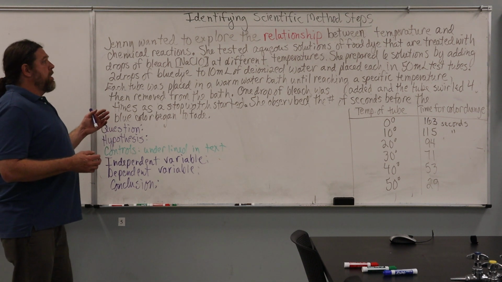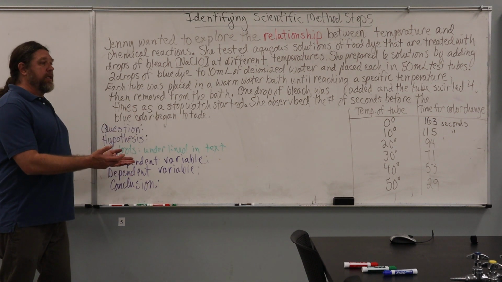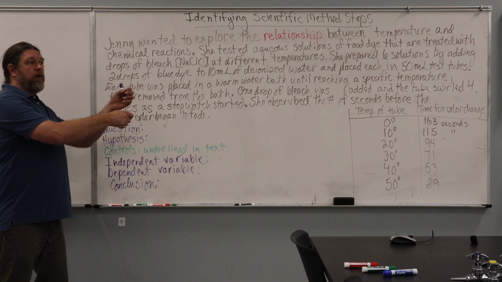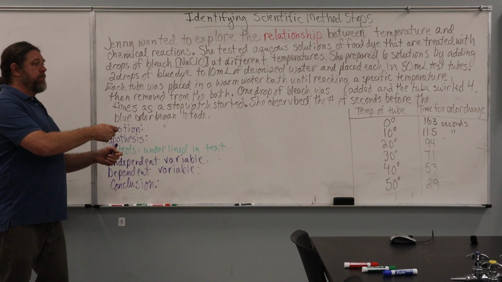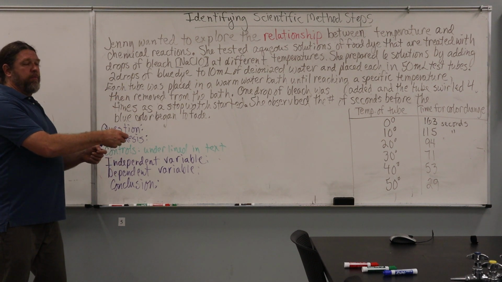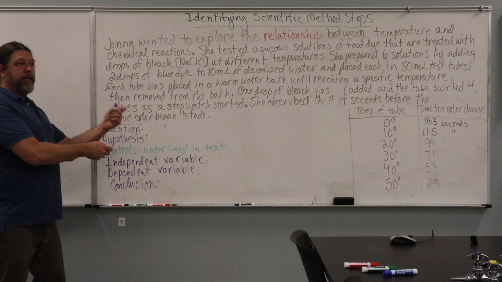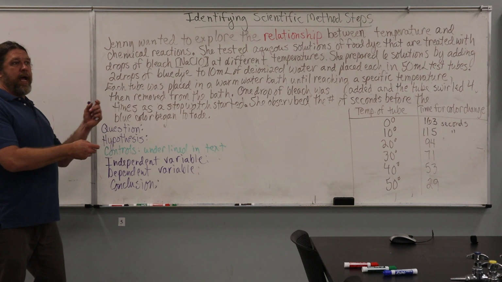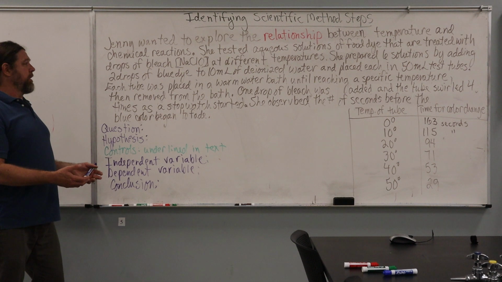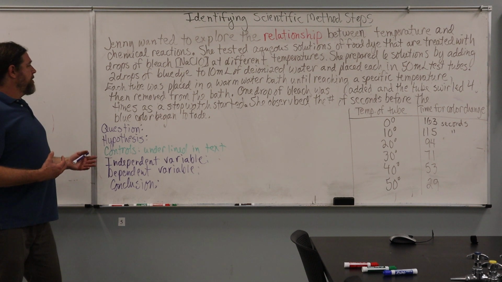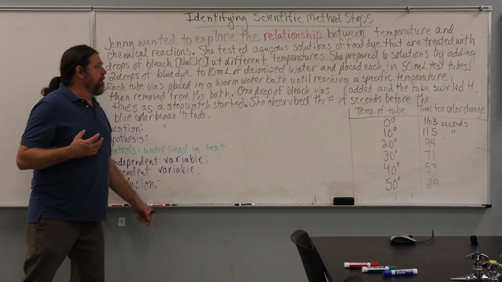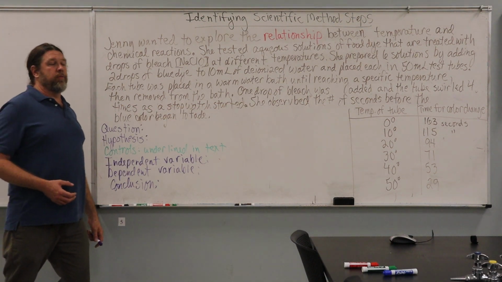So this would be an action that happened as instantly as possible. We pull the test tube out of the water bath once the temperature's been reached, drop in the bleach, swirl, and immediately start the stopwatch. So probably have a helper doing it as the bleach was dropped in, or what have you. And then Jenny observed the number of seconds before the blue color began to fade.